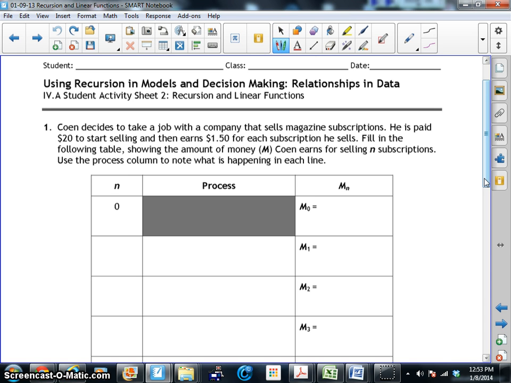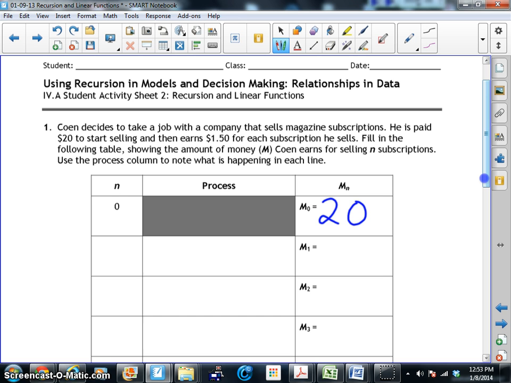We have this problem. Cohn decides to take a job with a company that sells magazine subscriptions. He is paid $20 to start selling and then earns $1.50 for each subscription he sells. Fill in the table. So we're going to use a recursive algorithm to do this.